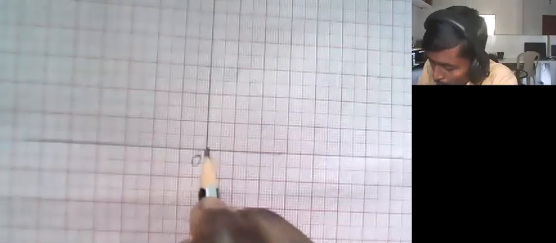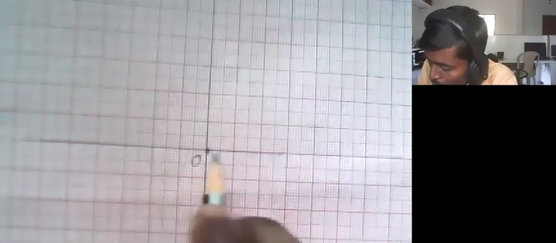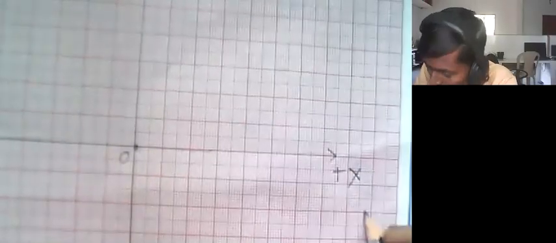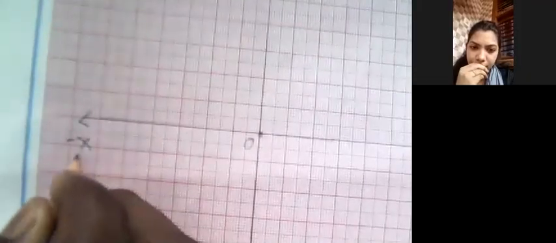Okay, from this point I'm going towards the right. Which axis is this? X-axis. This is plus x-axis. And towards the left it is minus x-axis, or x dash. Everyone, write x dash. You can write x dash also.